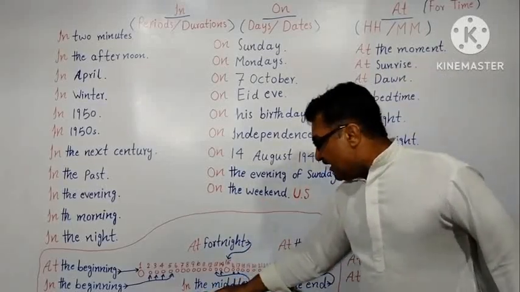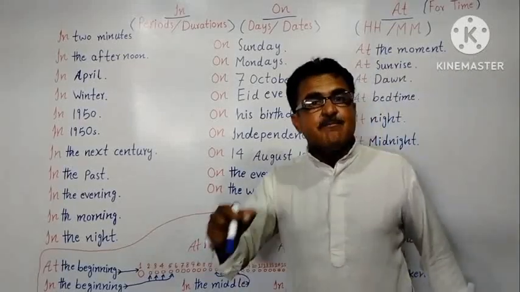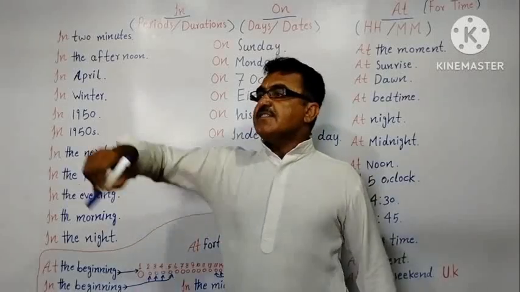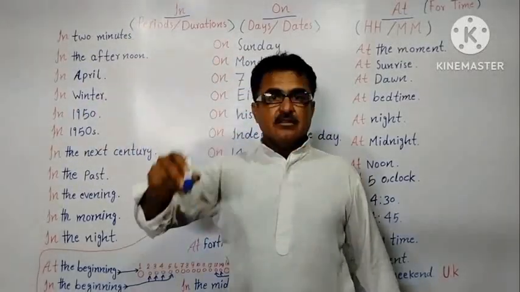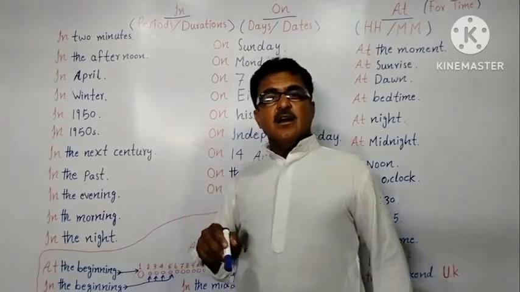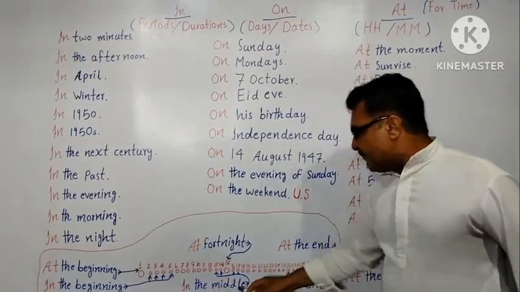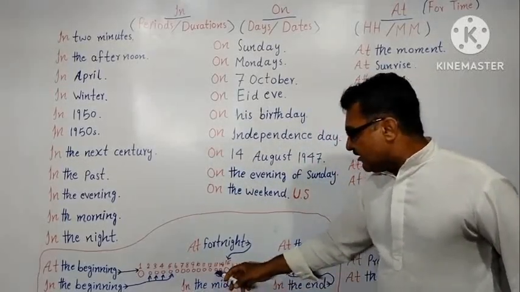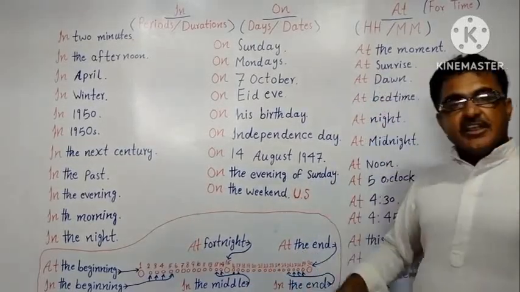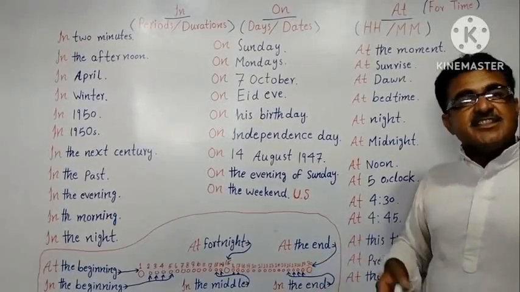You can see, we pay the bills in the middle of the month. This means we pay the bills around the middle of the month. We pay the bills in the middle of the month means it can be the 13th of the month, 14th, 16th, 17th, any day around the middle of this month. So in this way we say we pay the bills in the middle of the month.